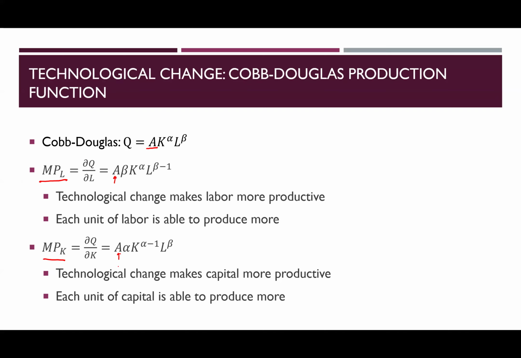So let's look at an example. Let's say that we have quantity equal to K to the 1/2 power times L to the 1/2 power, right? We've solved this one several times for the marginal product of labor and the marginal product of capital. So I'm just going to rewrite these here. Our marginal product of labor is going to be equal to K over L, all to the 1/2 power. And our marginal product of capital is going to be equal to L over K, all to the 1/2 power.